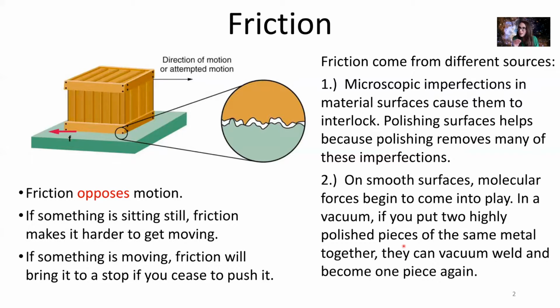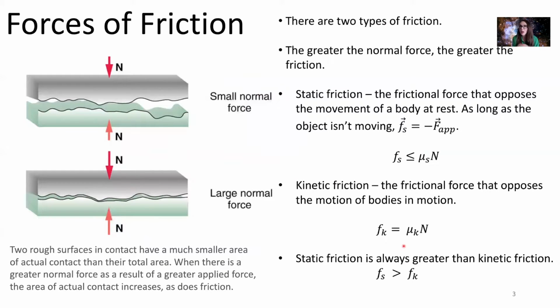An important thing to keep in mind for the problems we are going to solve is that friction opposes motion. So whatever direction you're moving an object in, the friction or the drag is acting in the opposite direction. If an object is sitting still, friction makes it harder to get that object moving in the first place. If something is moving, friction will bring it to a stop if you stop pushing it or pulling it. We're going to talk about two types of friction: static friction and kinetic friction.